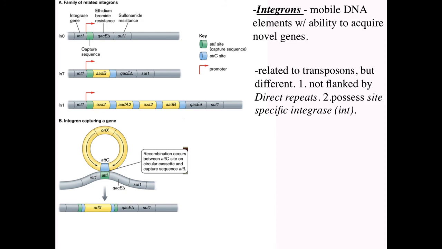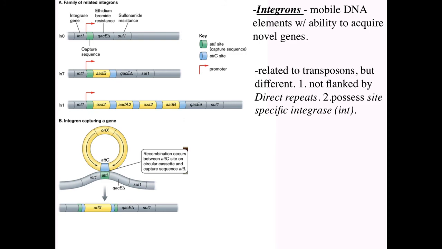OXA2 is actually an antibiotic resistance gene as well. It gives bacteria resistance to beta-lactams. It's another way to be resistant, so it's a degradative enzyme that breaks down beta-lactams. So you can see that over time, by acquiring a foreign piece of DNA like this, and these are kind of mysterious pieces of DNA in terms of where they come from originally.